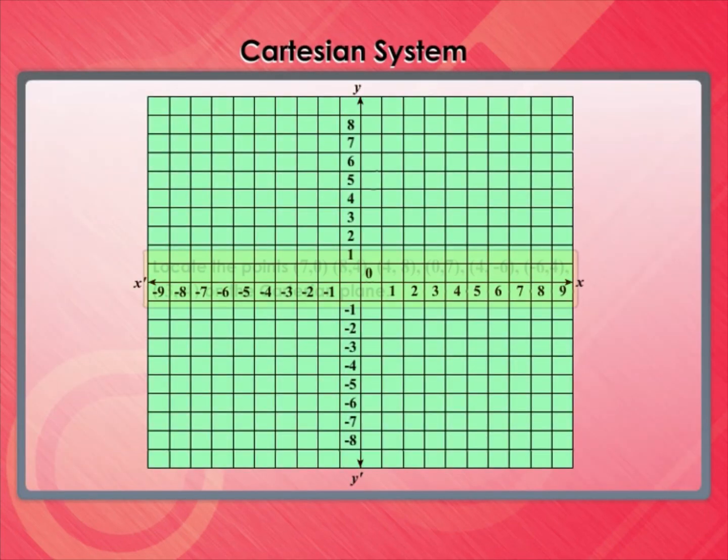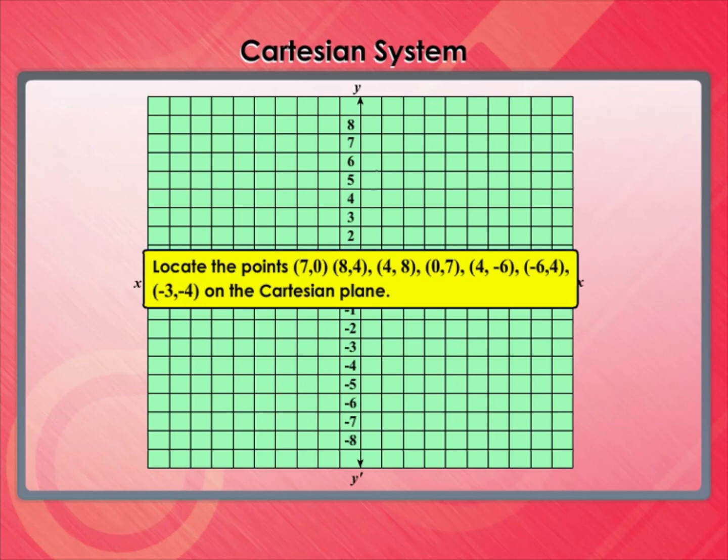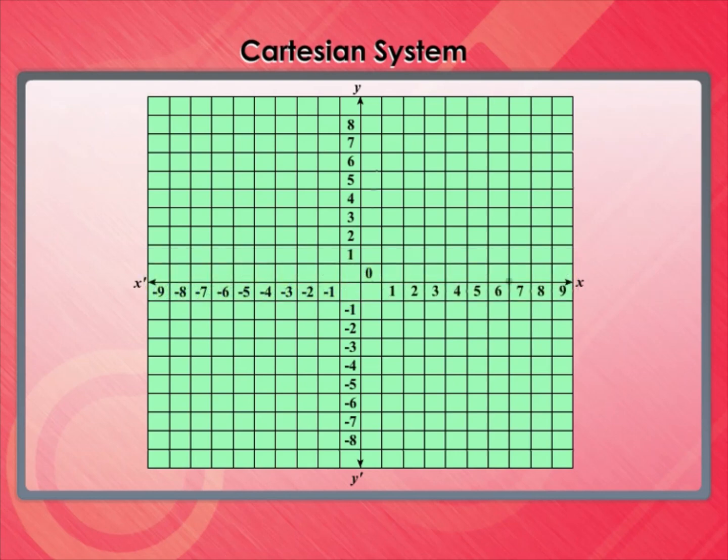Now let's consider an example. Locate the points (7, 0), (8, 4), (4, 8), (0, 7), (4, -6), (-6, 4), (-3, -4) on the Cartesian plane. Mark the position of the points as displayed here. In this example, you see that (7, 0) and (0, 7) are not in the same position. Similarly, (8, 4) and (4, 8) are at different positions. Also, (4, -6) and (-6, 4) are at different positions.